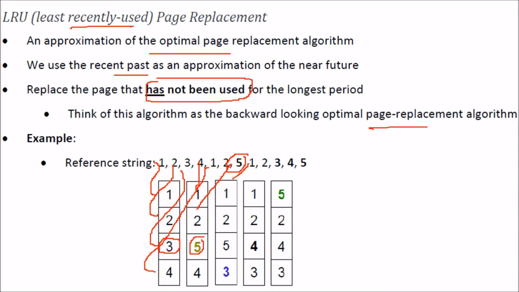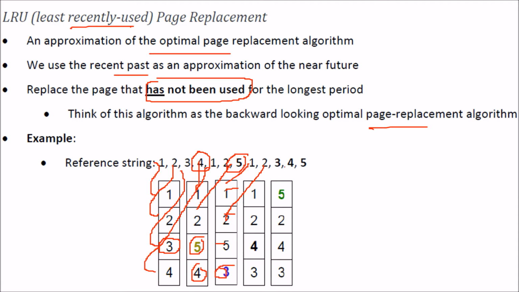Now 1, 2 have come, and 1 and 2 are already there. Then 3 will come. So 3 is going to replace 4, because 4 was referenced quite earlier, before 1, 2 and 5. So we will not replace 1, 2 or 5, we will replace 4 with 3.